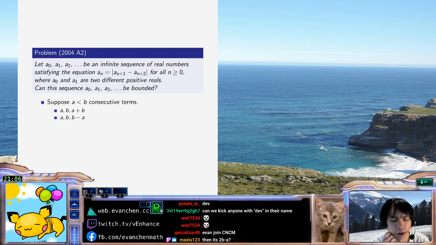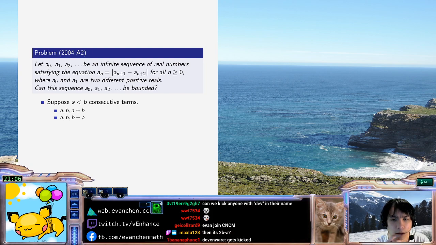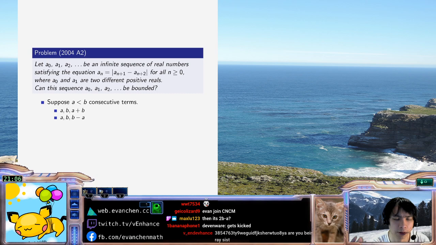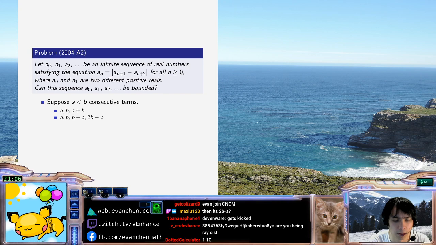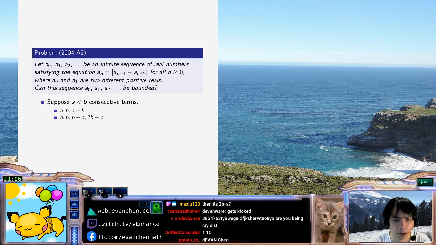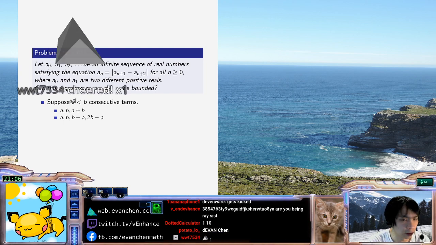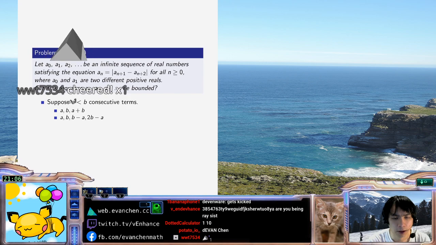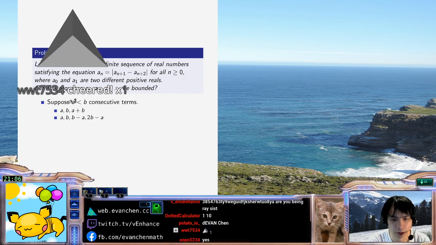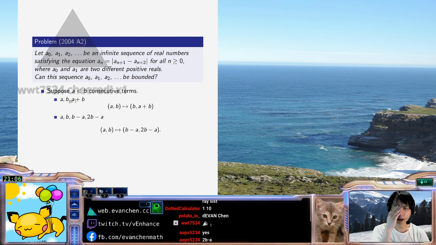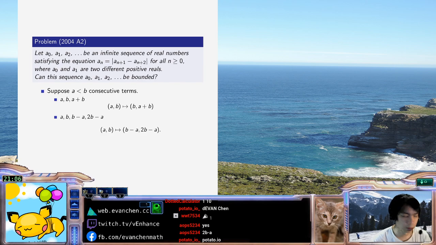What was the example I was trying earlier? It's like B minus A is less. So the next one has to be 2B minus A? Is that right? Because you can't do negative. Okay, so roughly, I guess what can happen is if I have A comma B, I can go to B comma A plus B. Or if I have A comma B, I can go to B minus A, 2B minus A. And I want to show that the sequence kind of blows up in this case.